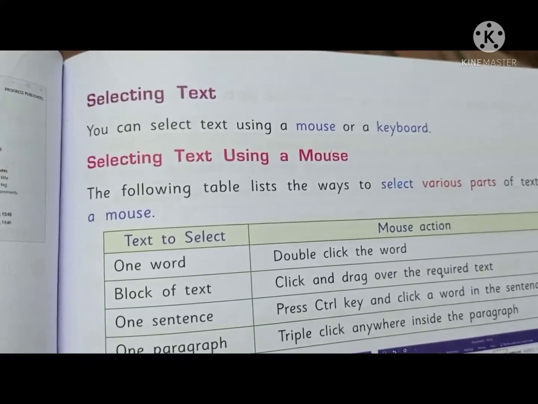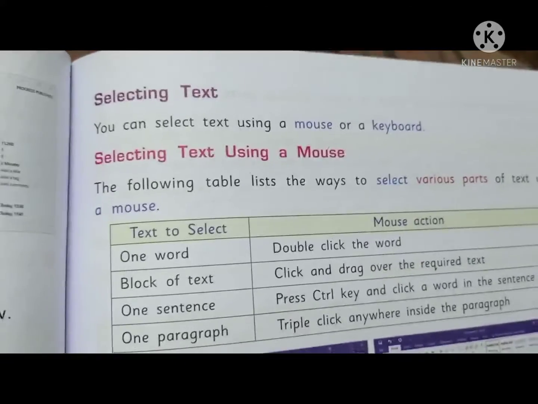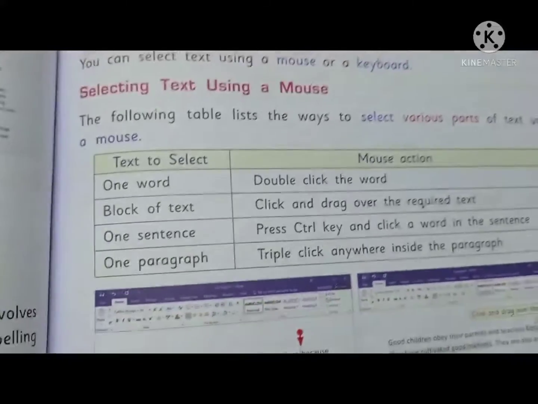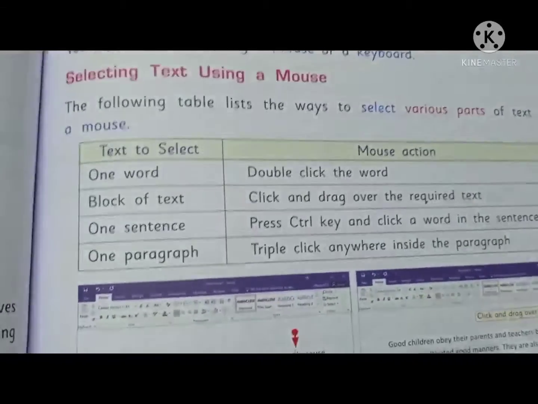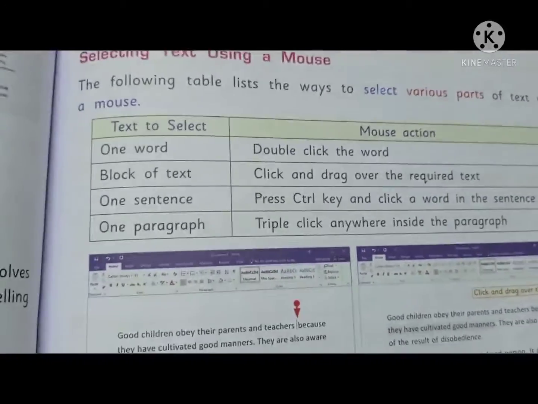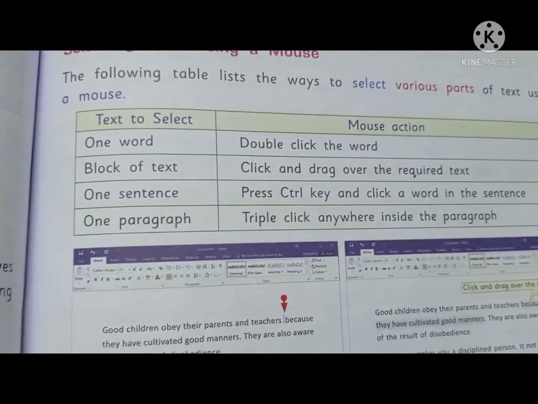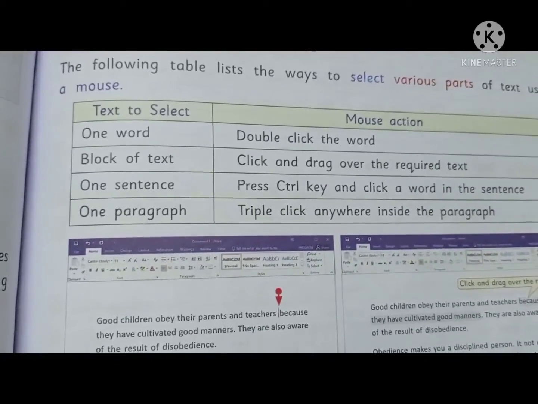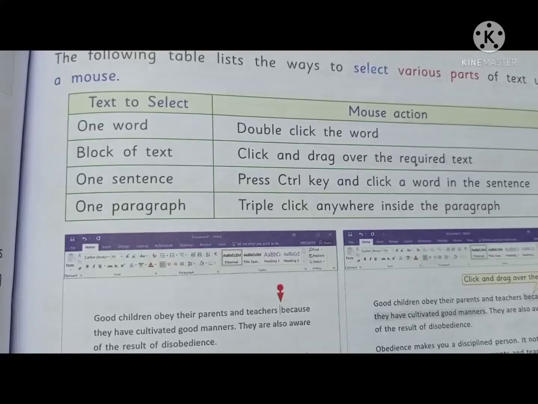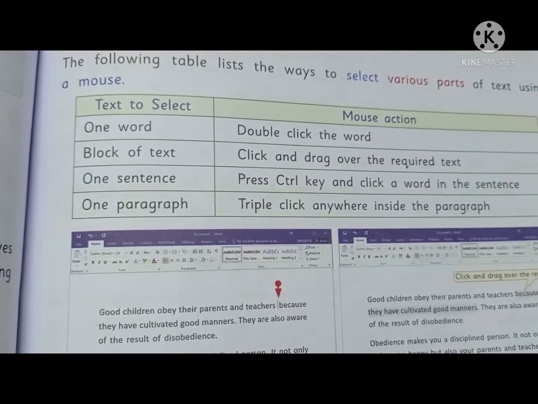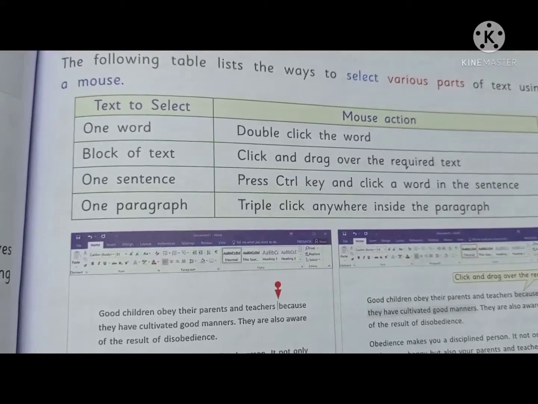Okay, then the next one is selecting text. If you want to select text, you can use two things, mouse and keyboard. First we can see how we can select using the mouse. First, if you want to select one word, you just double click the word. Or if you want to select a block of text, what you want to do is click and drag over the required text.